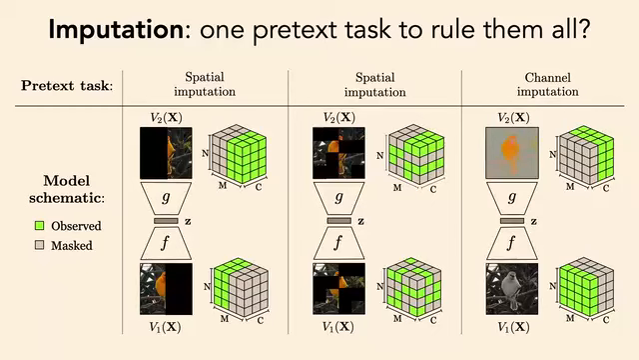Okay, so spatial imputation: just predict the next pixel from the previous pixel. Temporal imputation: predict the next frame from the previous frame. Channel imputation: predict the colors from the black and white. And again, on other modalities, you can do the same.